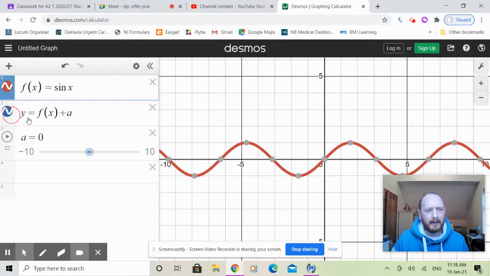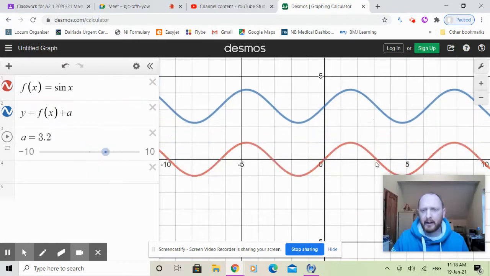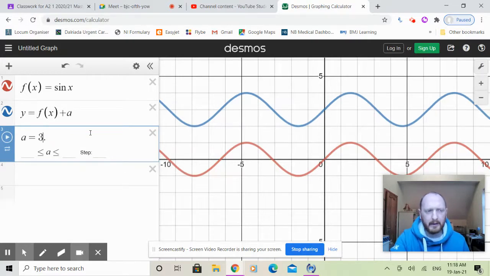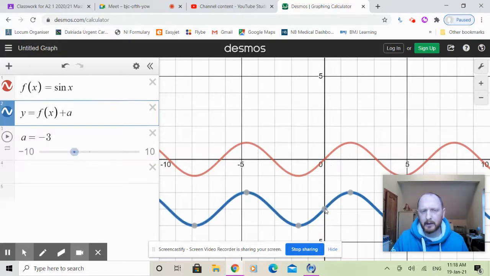If we add in the f of x plus a, and we can see at the minute the a is equal to 0, if we change its value to any positive value, the effect on the graph is that it's moving up by that number. So on the original graph we can see the point was 0, 0, and now it's been moved to 3.2, which is the same as our a value. If we were to change a to -3, we can see then the effect on the graph is it's been moved down by that amount.